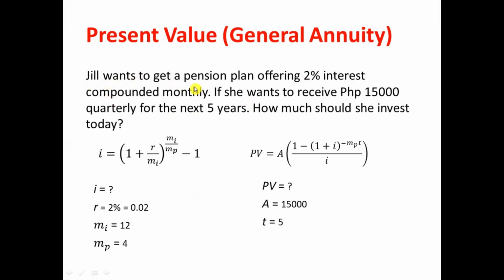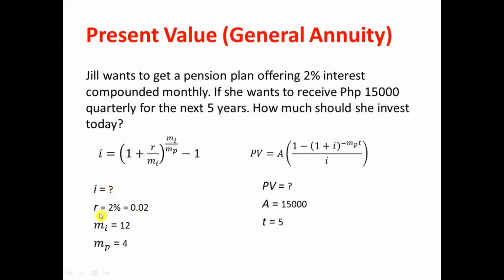So Jill wants to get a pension plan offering 2% interest compounded monthly. If she wants to receive 15,000 pesos quarterly for the next 5 years, how much should she invest today? So, here the 2% interest and 5 years pala. My bad. Okay. So, we notice since this is general annuity, the compounding period of monthly and the payment period of quarterly are different. So, m sub p is 4 and m sub i is 12.